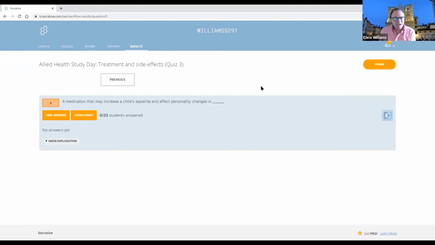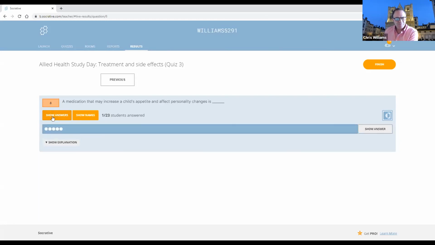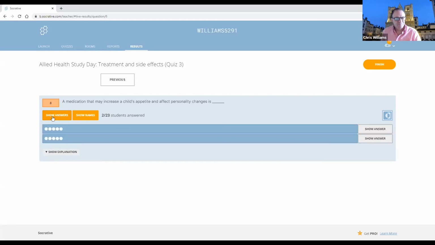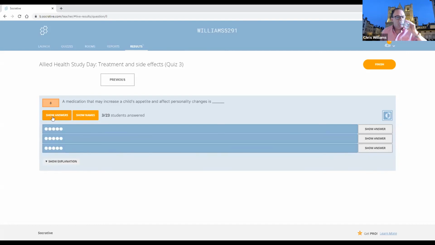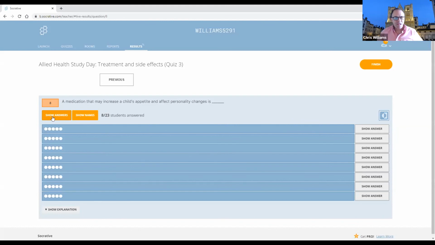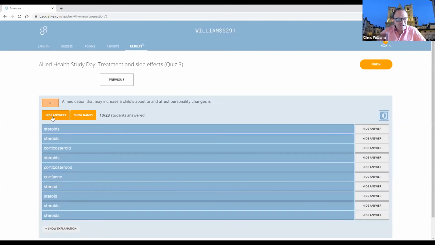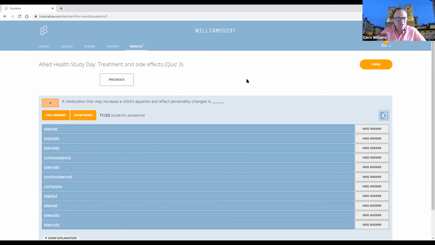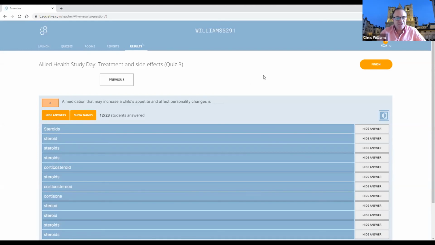And a medication that may increase a child's appetite and affect personality change. Steroids, excellent. I think many of you who have managed children with leukemia or been involved with children with leukemia may know this. It's a topic of conversation that happens a lot with parents.